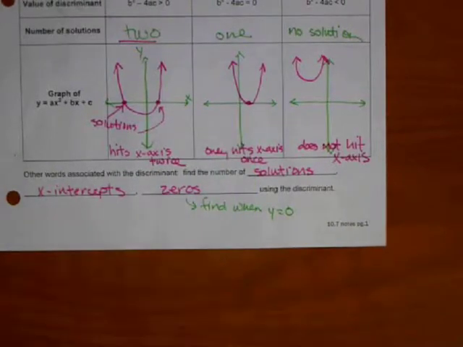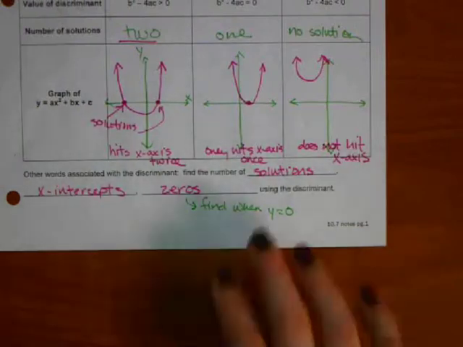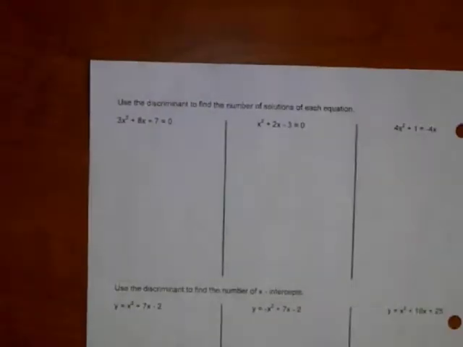Okay, so you might see any of those words. So let's practice using the discriminant to find out how many solutions there are going to be. Not what the solutions are, just how many. Okay, so turn it over.